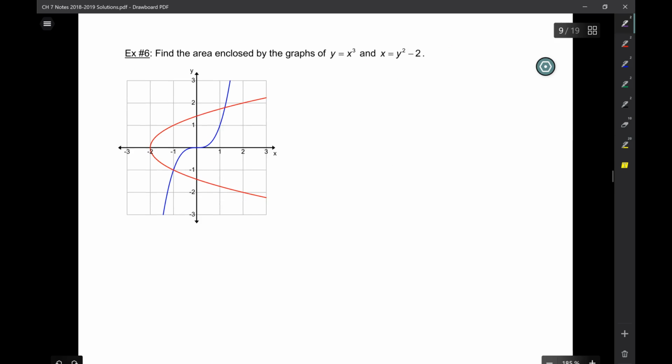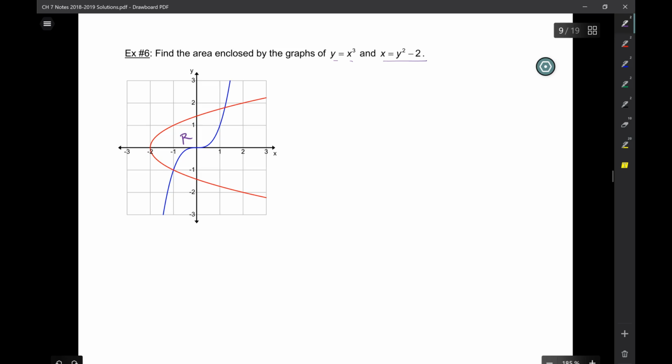Okay. Let's do this last one. The area enclosed by the graphs of y equals x cubed and this. Okay, so let's take a look at this one. You have y equals x cubed and x equals that one. So look at this. This is the region R.